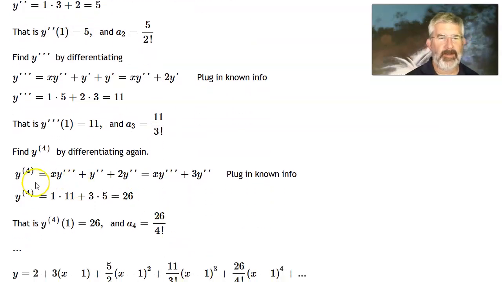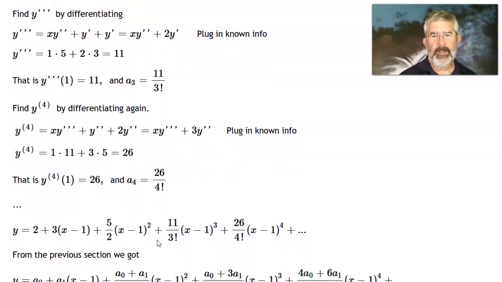And so on. Take the next derivative. Again, this derivative looks exactly the same as it did above, but I'm going to plug different values of x in and y double prime in because x is 1. The fourth derivative here is 11 plus 3 times the second derivative, which was 5. And so 11 plus 15 is 26. The fourth derivative is 26. And a4 is 26 divided by 4 factorial. And we could continue to do this if we wanted to get the fifth derivative, the sixth derivative, and so on. You just keep taking derivatives, plugging in the values, seeing what you get.